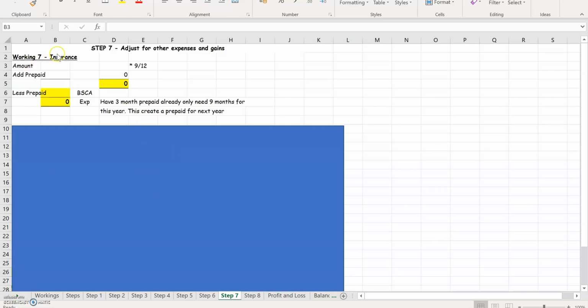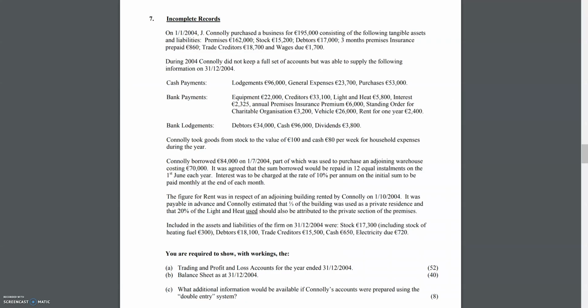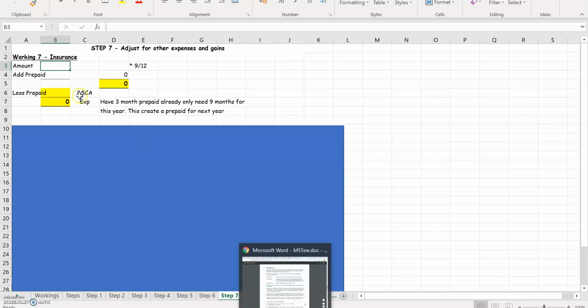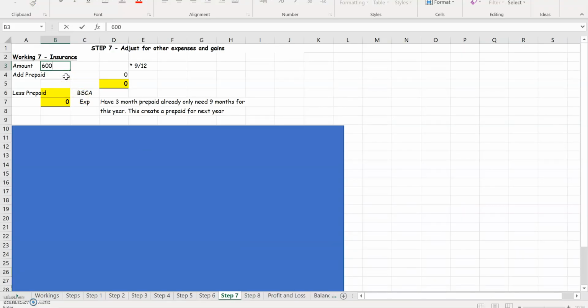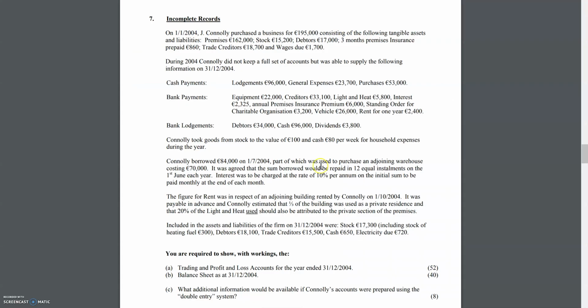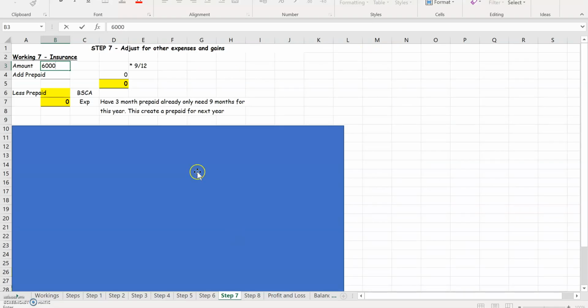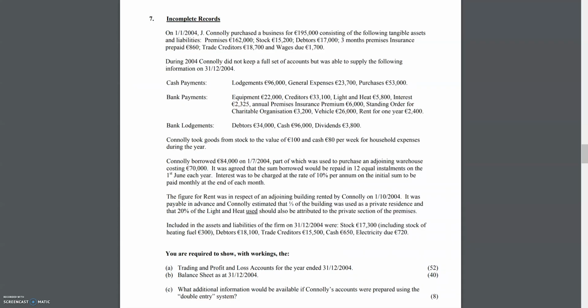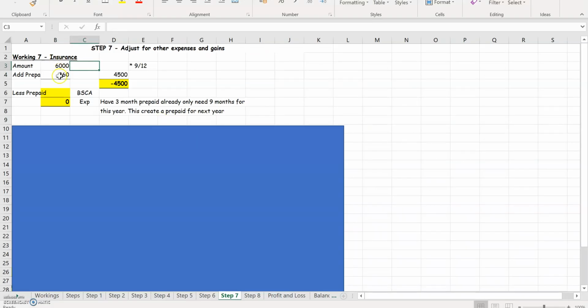So the first adjustment we're going to do is insurance. So let's see how much do we pay for insurance as per the question. So our insurance is 6,000 for the year. So annual premium 6,000. So we're going to put 6,000 in here. Then we're going to have a look and see, do we prepay or due any insurance? So up here we know we've got 3 months premises prepaid, so that's going to increase the amount that we've paid for our insurance. So I think it's 860. So 860 was at the start of the year. We paid another 6,000.